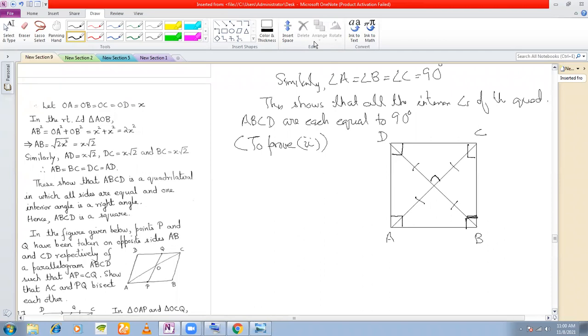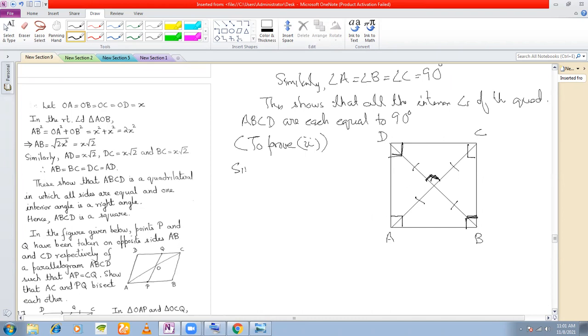But the diagonals bisect each other. The diagonals are equal in the case of a rectangle also. So what? It may be a rectangle then. So they bisect each other, congruent. Yes, tell me. At 90 degrees. Yes, that is the main thing here. Because each interior angle is 90 degrees and because the diagonals are at right angles to each other, then you can say that it is a square.